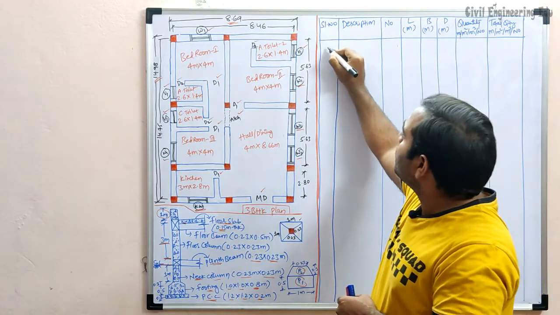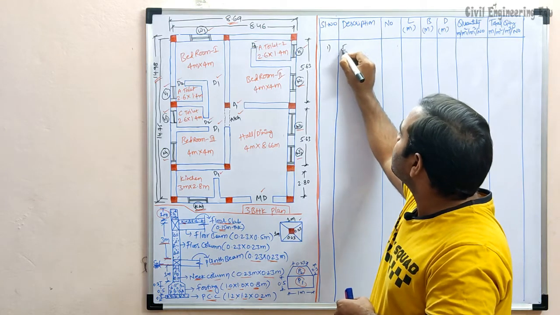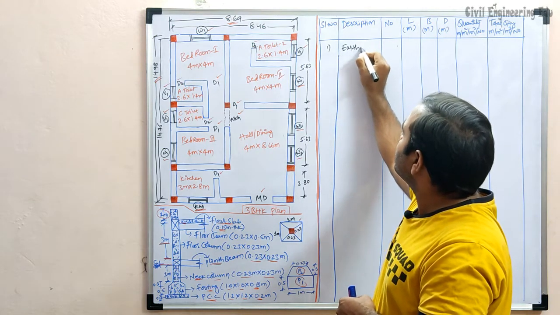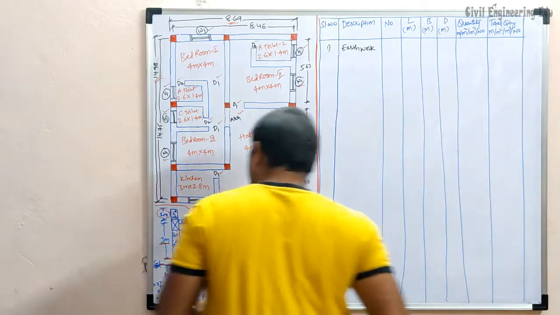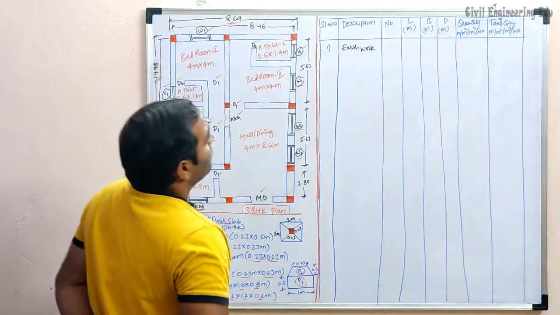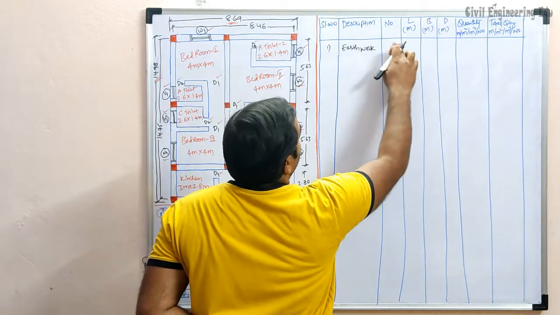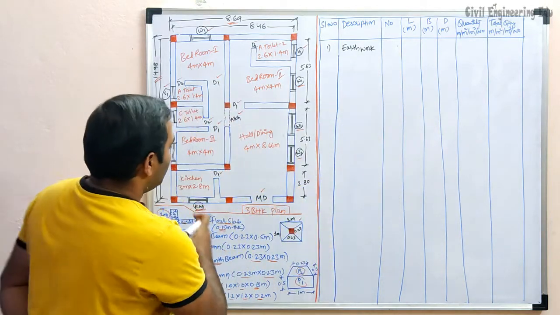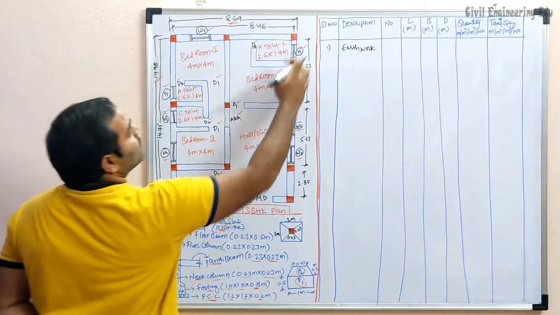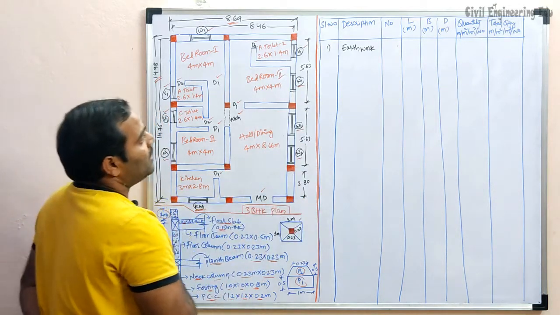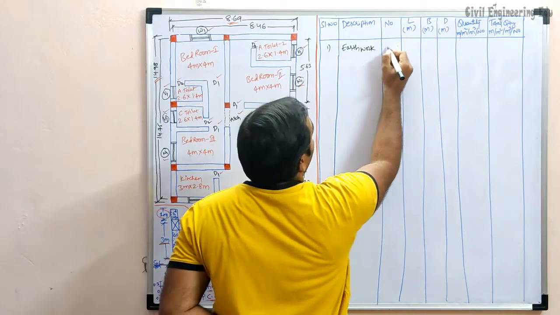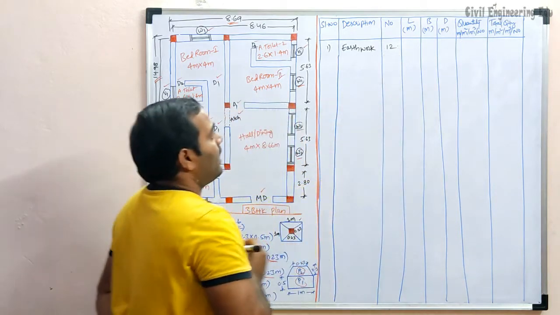In the first item of work, it is earthwork. Our first item of work will be earthwork excavation. So what will be our numbers? A total of 12 columns are there. So 1, 2, 3, 4; 4 into 3 is 12. In total 12 pits we have to excavate.